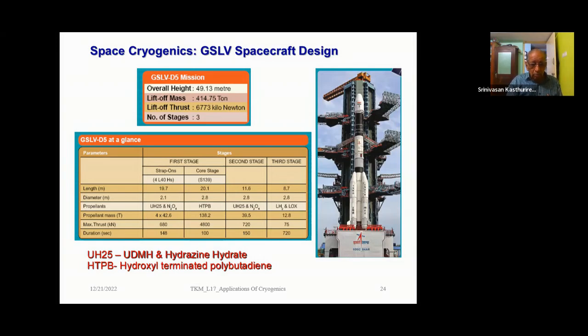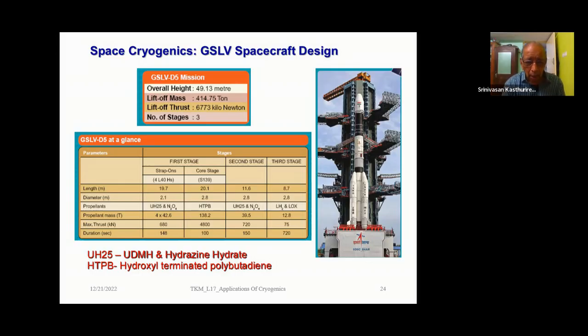So this table gives you all information regarding the first stage, second stage, and third stage, and what sort of material is used for the oxidizer as well as fuel. For example, if you take the first stage strap-ons, you have what is called UH25 and N2O4, where UH25 is UDMH and hydrazine hydrate.